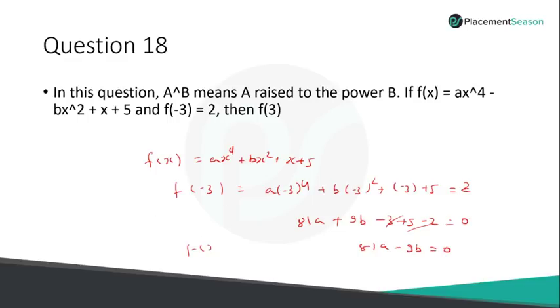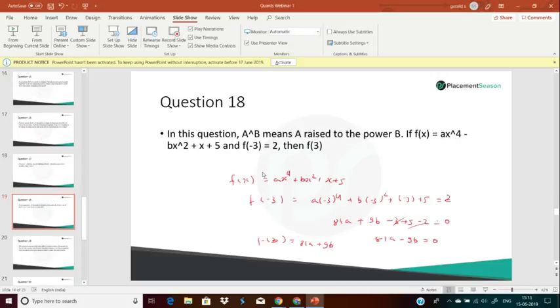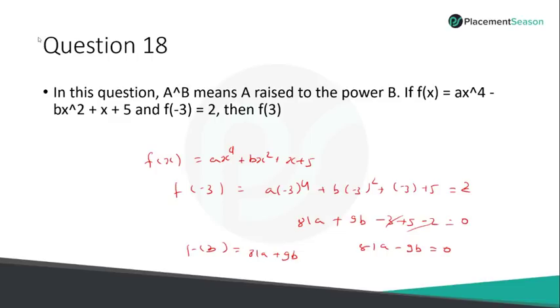And f of 3, they are asking the value of f of 3. So again it is 81a plus 9b plus 3 plus 5, correct? And this you can take as 0. So this is 8. So f of 3 is 8. So the answer is 8, a simple problem.